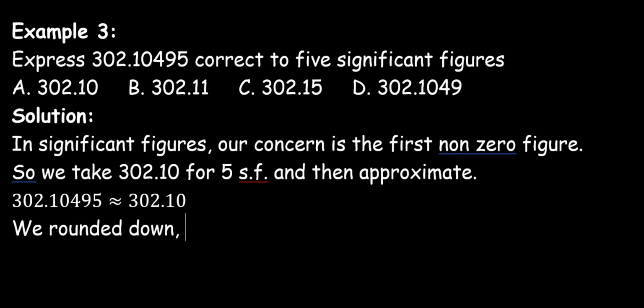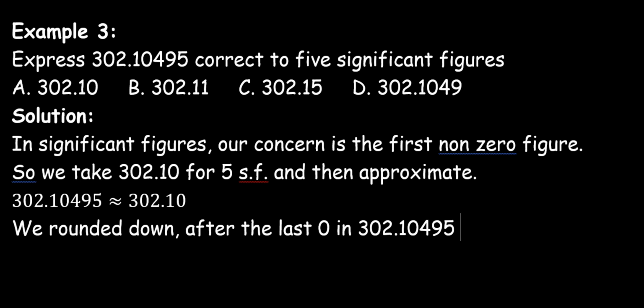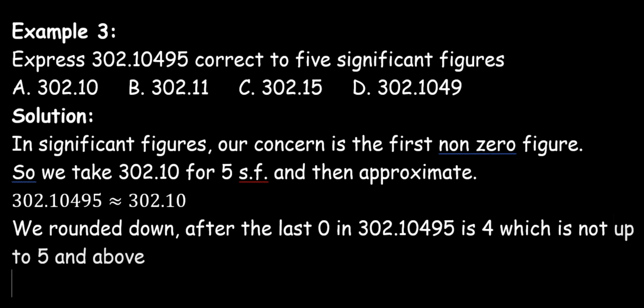The reason is that after the last 0 in 302.10495 comes 4, not the last 0 which we took at 302.10. So if 4 is given, which is not 5 and above, then we round down.